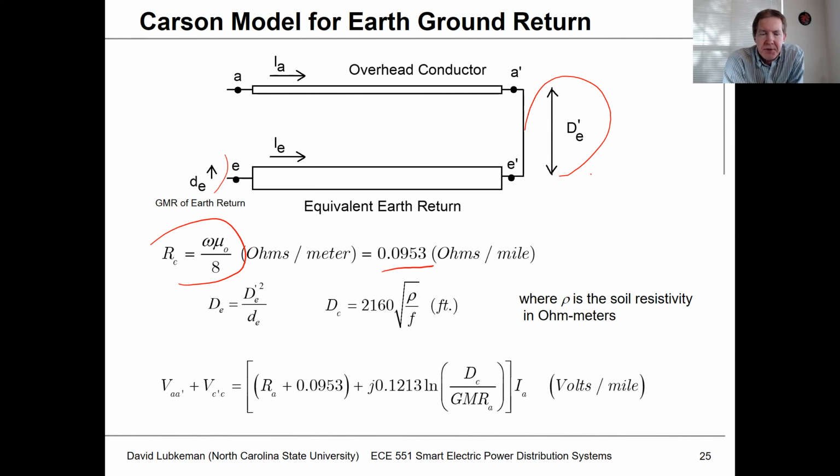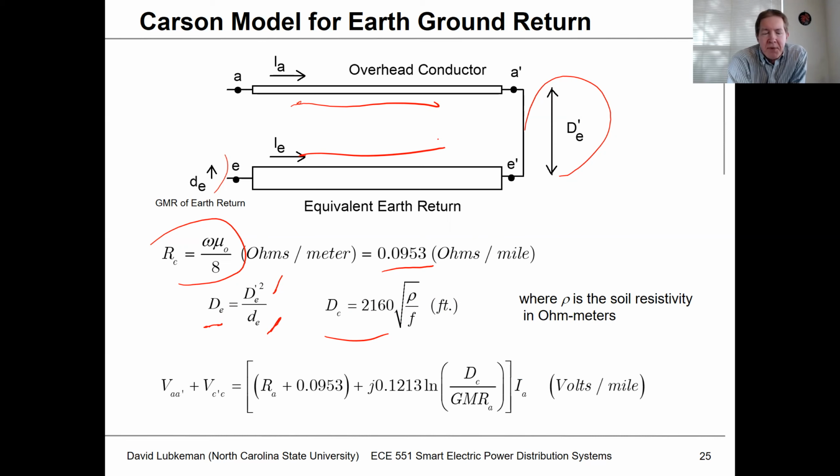And then it turns out there's a relationship between dE and dE primed, where you have this other term called D sub E, where D sub E is going to be 2160 times the square root of the soil resistivity in ohm meters divided by the frequency in hertz, which is normally 60 hertz. And what you can do with this now is calculate a voltage drop across the conductor above Earth and the impact of the Earth.